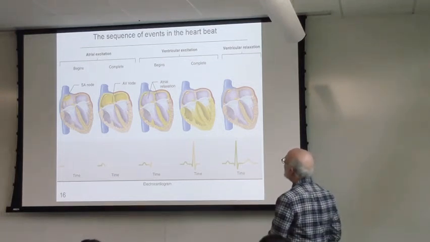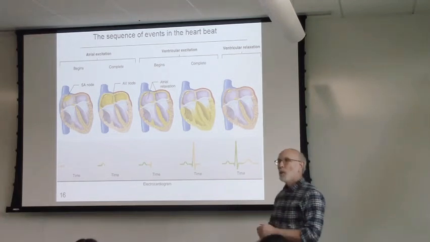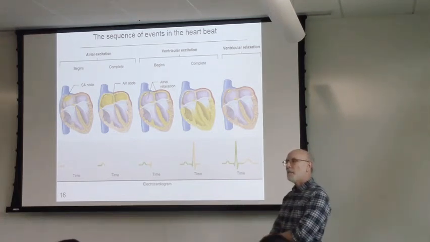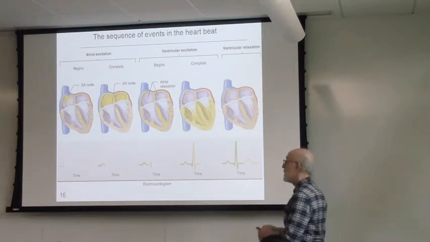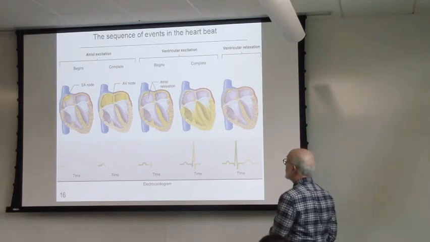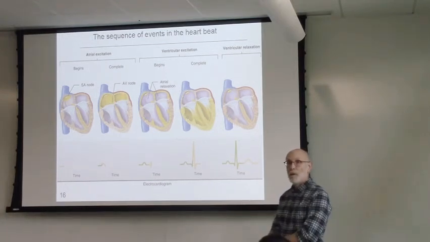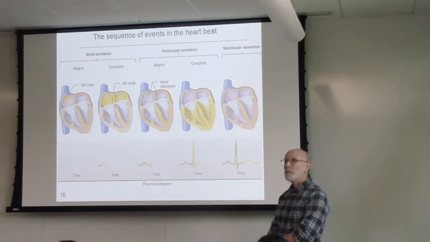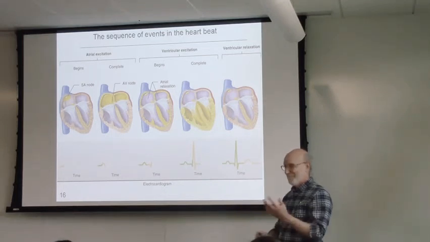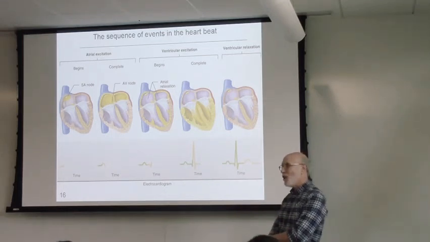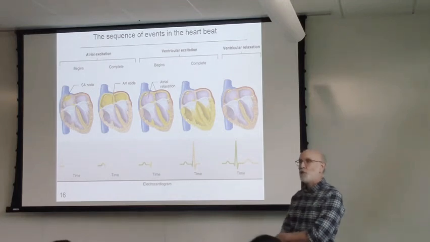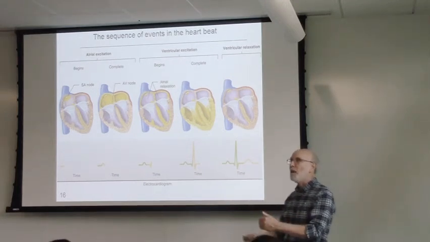Why does the AV node delay the action potential spreading from atria to ventricles? Kendra? It has a slower action potential, and action potentials move from cell to cell to cell slower.